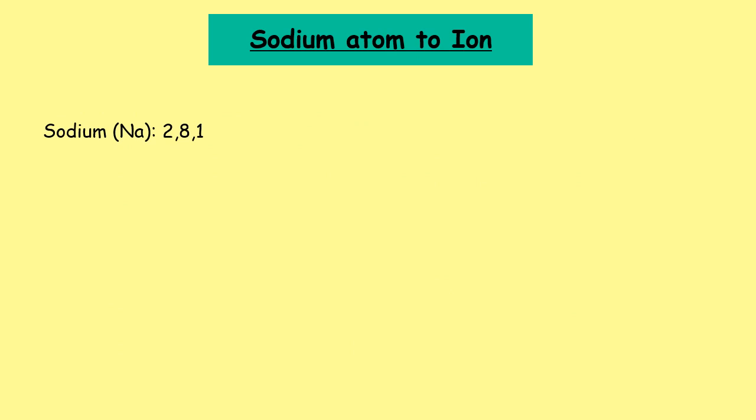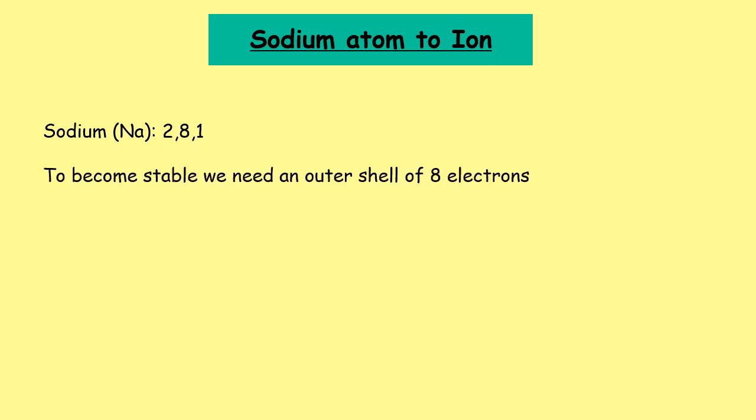So let's look at atoms and how they would turn into ions. The first atom we're going to look at is sodium. Now its electron arrangement is 2, 8, 1. To become stable, we want an outer shell of 8 electrons. Sodium has 2 possible ways of doing this. It could gain 7 electrons and turn the final number into an 8, or lose 1 electron so that the new final number is that second number 8 in the list.